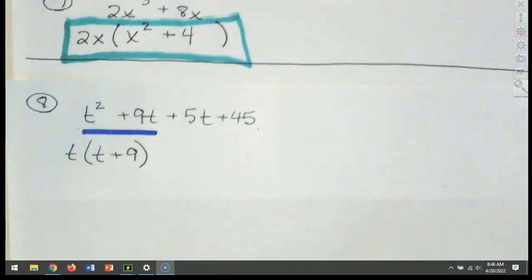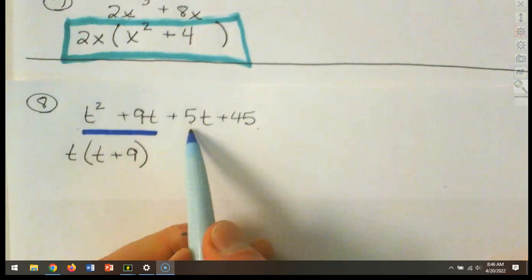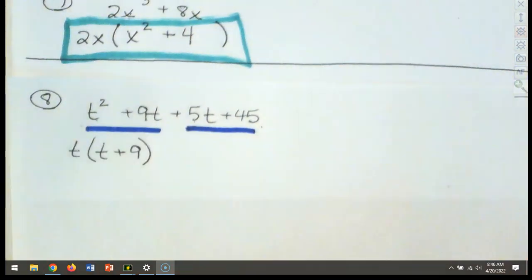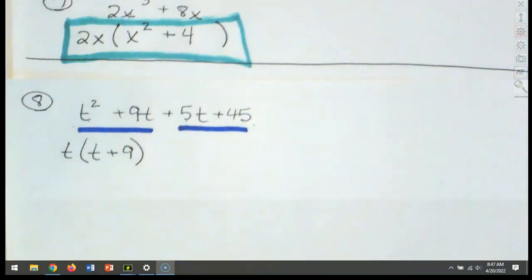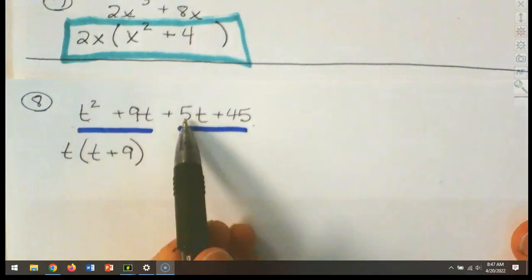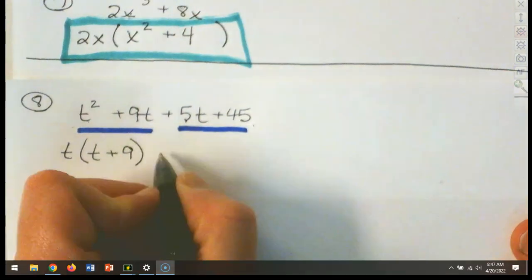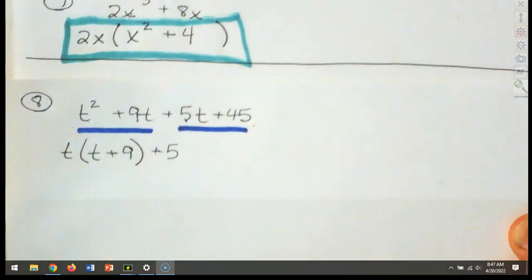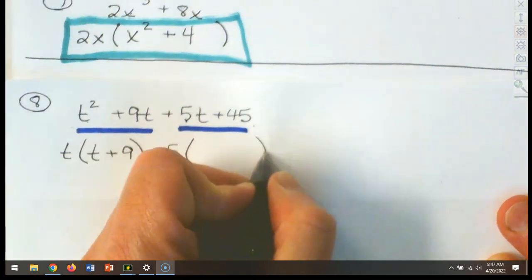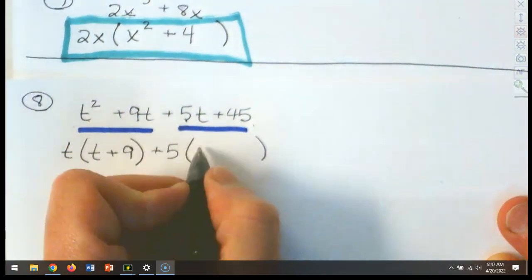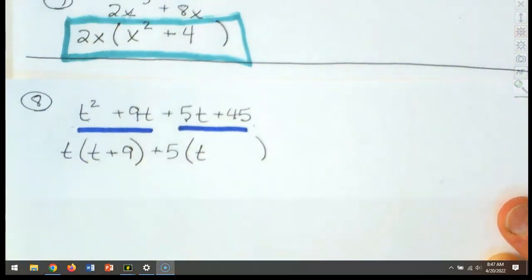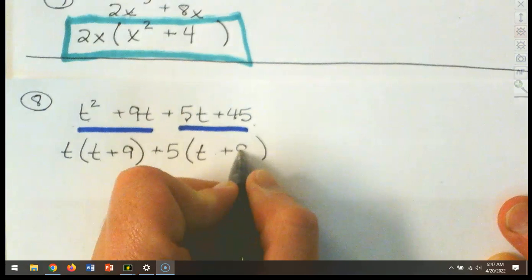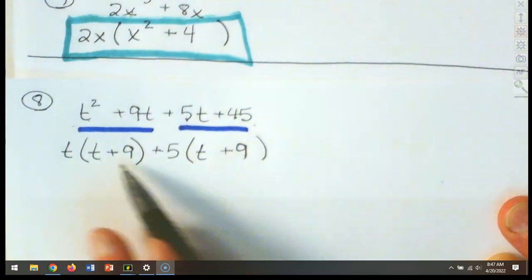Okay, now, what do we need to make sure happens? Well, when we look at the next 2 pieces here, we need to end up with the t plus 9 in parentheses. That's very, very important. So what does 5 and 45 have in common? They have a 5 in common. And if I factor out that 5, that leaves me with the t. That matches. And what's 45 divided by 5? That's a 9. Right? That matches as well.